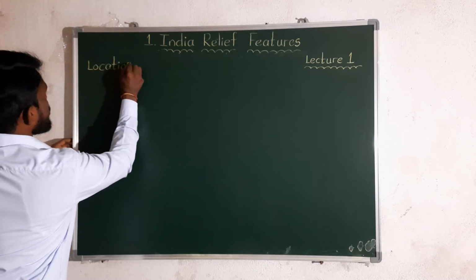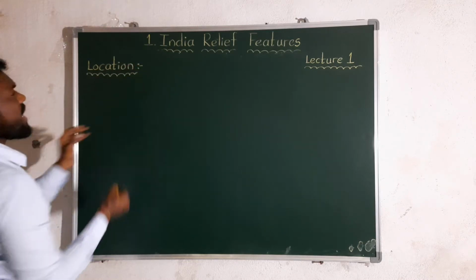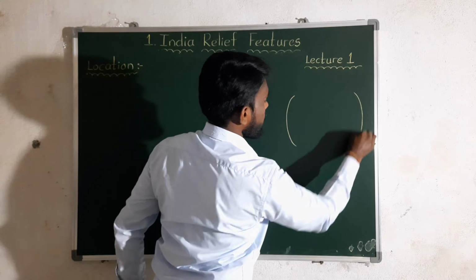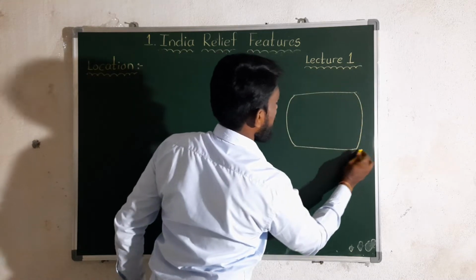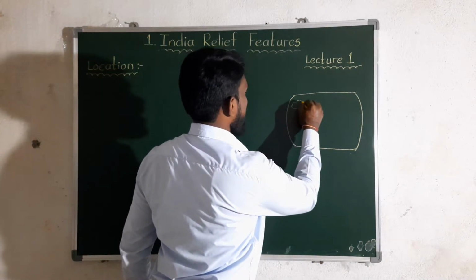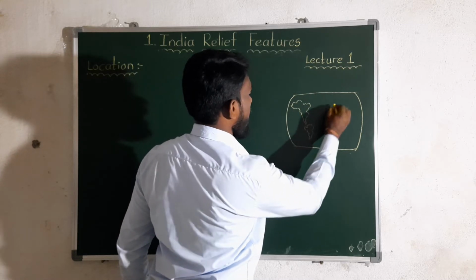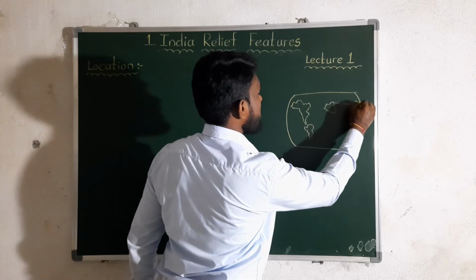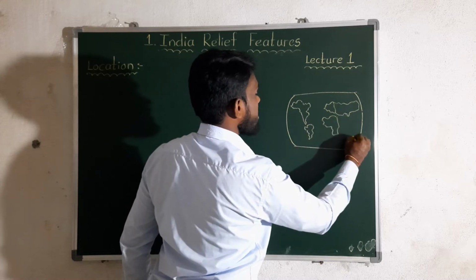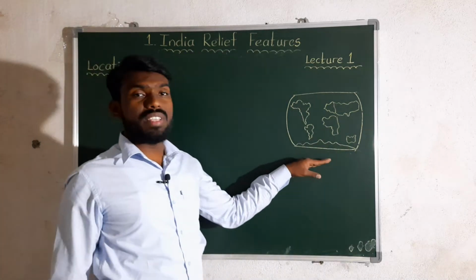To make you understand the location of our country, India, let me draw a rough diagram. This is the rough diagram of the world. This is North America, this is South America, this is Europe, this is Asia, this is Africa, this is Australia, and this is Antarctica.